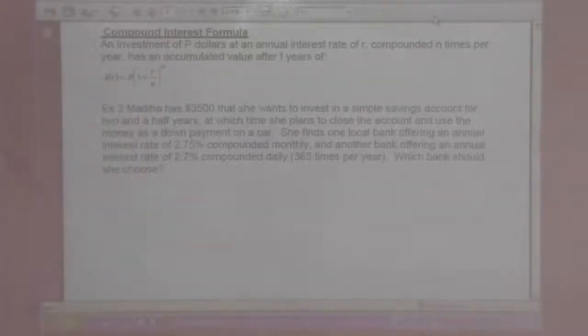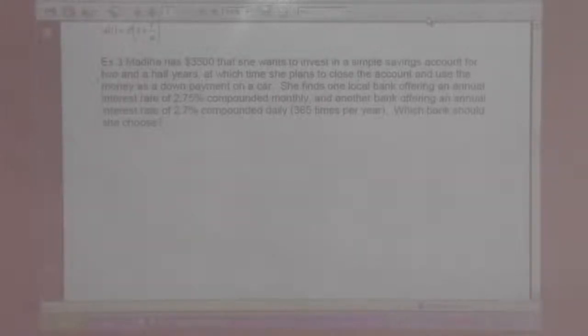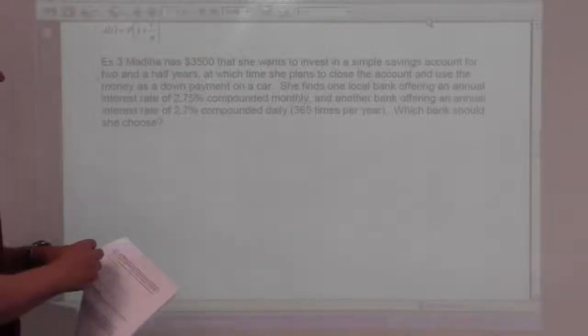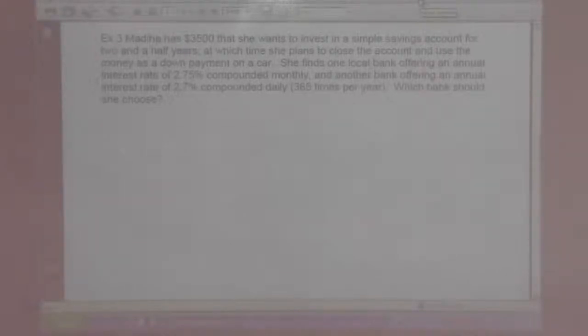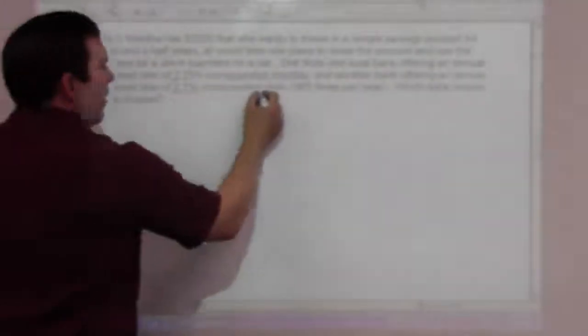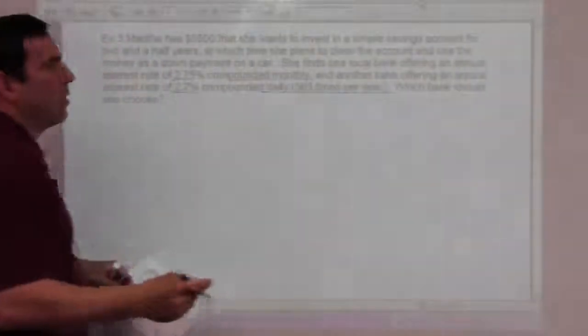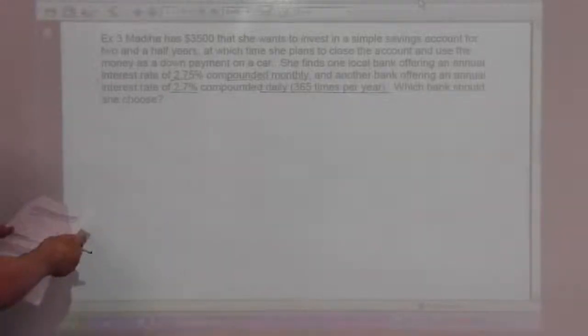So let's do this problem. Example 3, Medina has $3,500. She wants to invest in a simple savings account for 2.5 years, at which time she plans to close the account and use the money as a down payment on a car. She finds one local bank offering an annual rate of 2.75% compounded monthly, and another bank offering a rate of 2.7% compounded daily, so 365 times a year. Which bank should she choose?